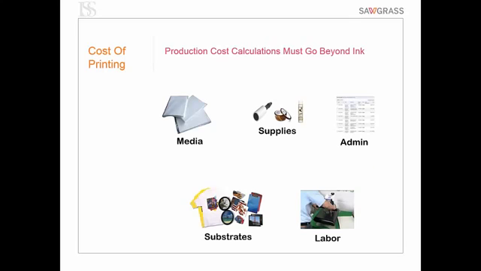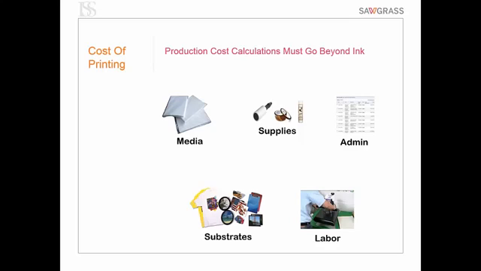So your production costs go way beyond just ink. You have to take into account media if you're doing any type of transfers. You have to deal with the media, the paper. You have to deal with the different supplies that may be involved with the job. You have to deal with administrative costs that may be assigned to that particular job. Then you have to deal with the substrate costs. You have to deal with labor. So there's a lot of things that go straight into production, just the production aspect of actually printing something.